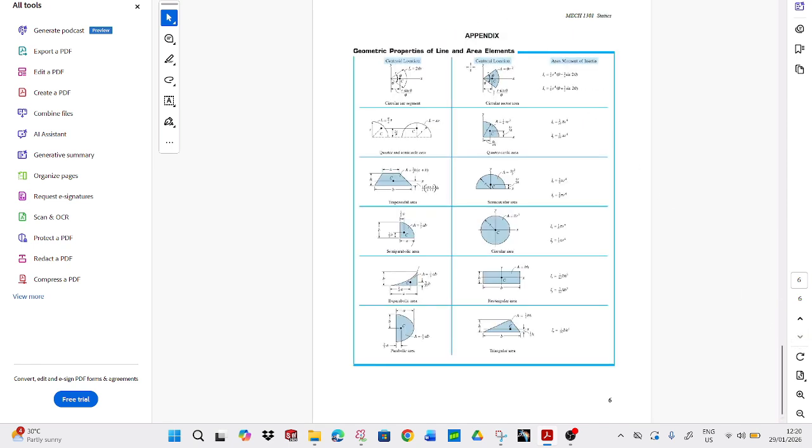The appendix usually just gives you the moment of inertia of certain shapes. Mainly the shapes you have to worry about are circle, rectangle, and triangle, and semicircle also, if you want to worry about it. They've given the moment of inertia as well, and the central location.